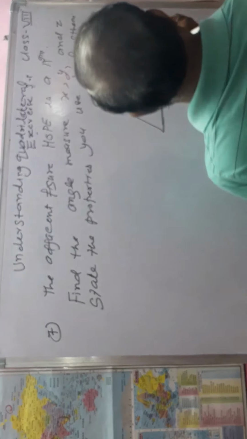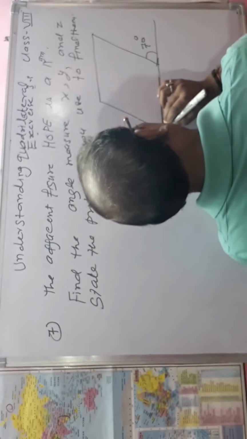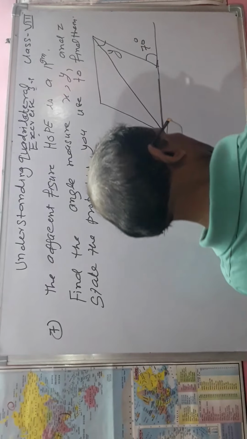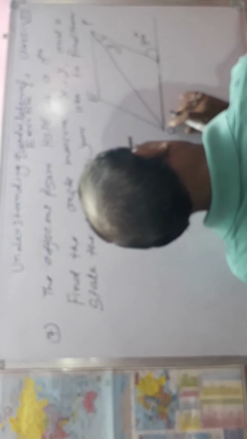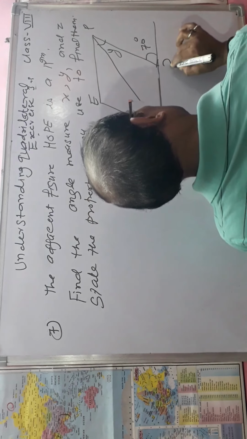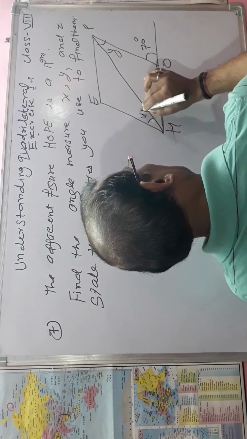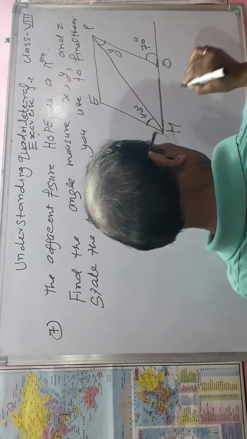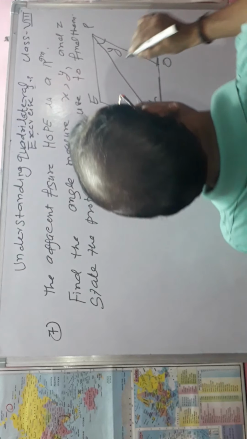It is a parallelogram. This angle is equal to 70 degree. This angle, we have to join the diagonal. This is y, H, O, P, E, HOPE. 70 degree, this is 40 degree, and this angle is z, and this is x.